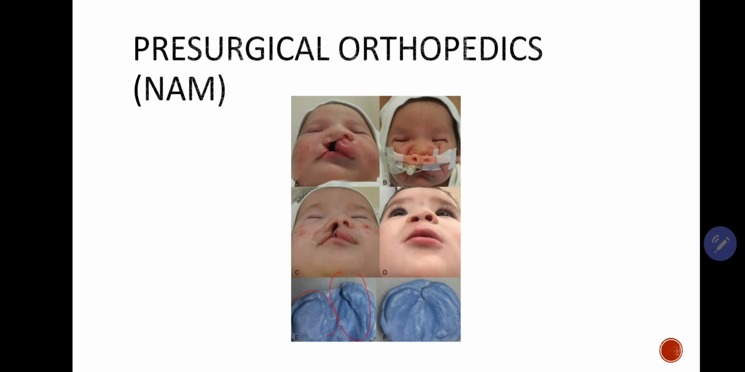So if a cleft is there, suppose a cleft involving the lip and the palate, the alveolar ridge is separated into two halves by the cleft. So greater segment and the smaller segment.